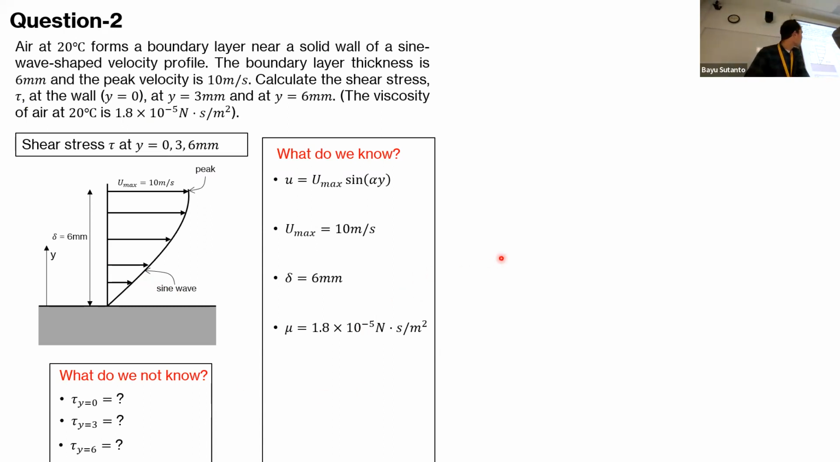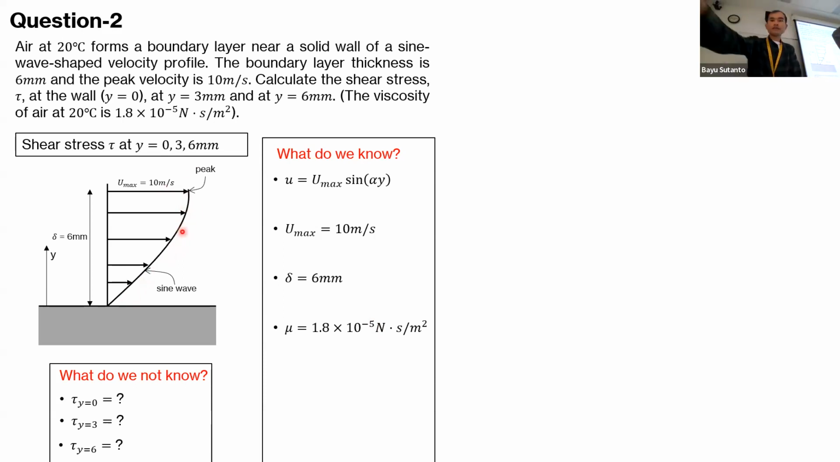Okay. So air at 20 degrees Celsius. It's essential because we need to define the viscosity, density, and so on coming from temperature properties. It has a boundary layer with a sine-wave-shaped velocity profile. So we assume this is the sine wave.